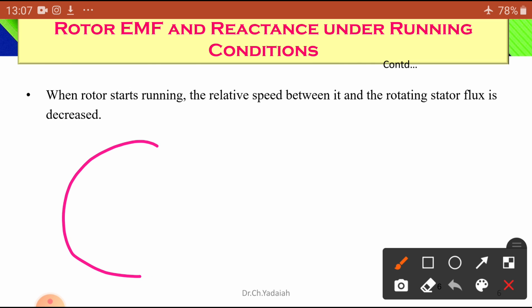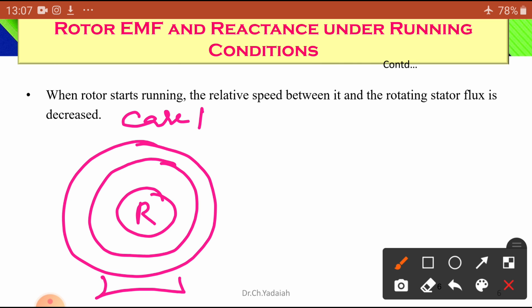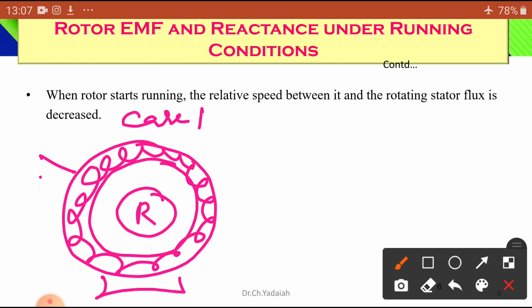There are 2 conditions. Case 1, at standstill condition. Here is the stator and this is the rotor. The stator has a 3-phase distributed winding, 120 degrees apart: R phase, Y phase, B phase. We give the voltage V1 and frequency F1. It has impedance Z1, with resistance and reactance values.